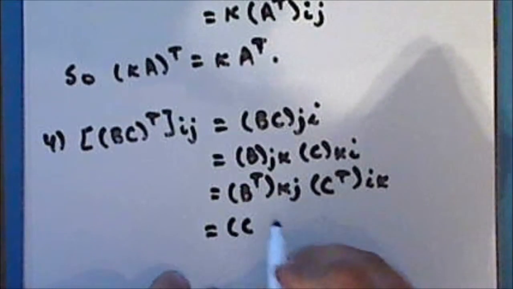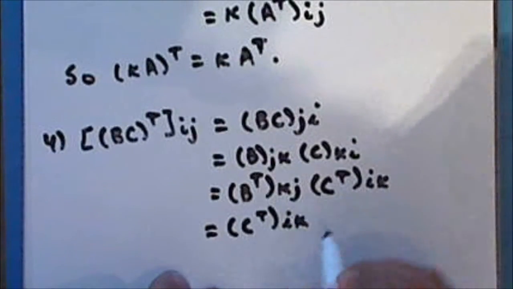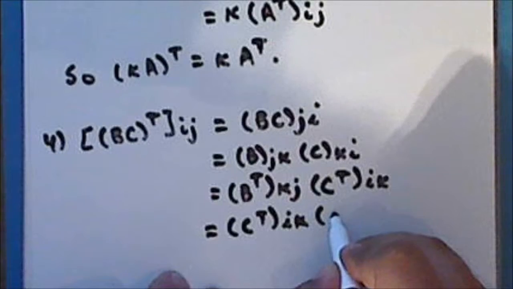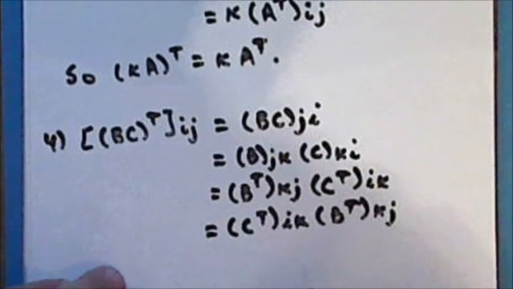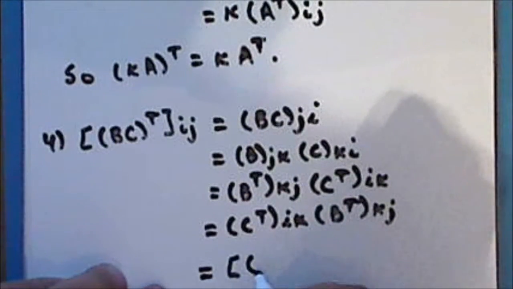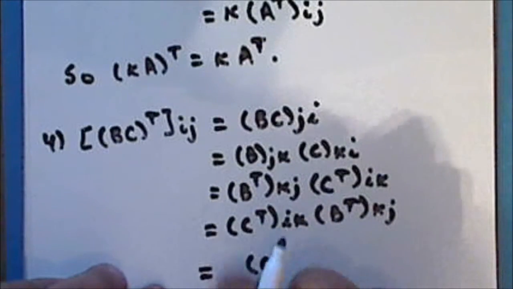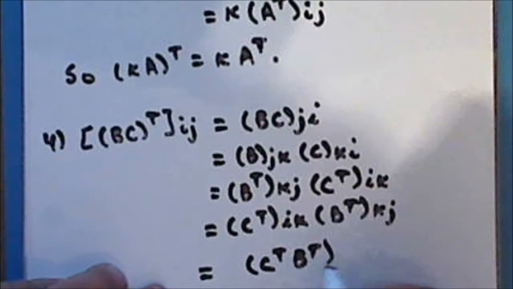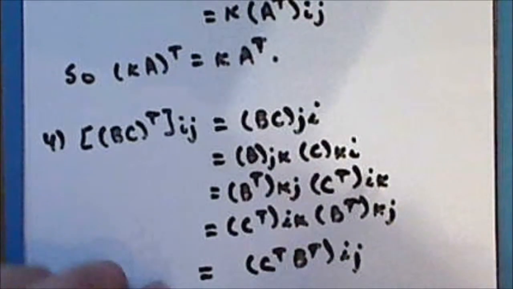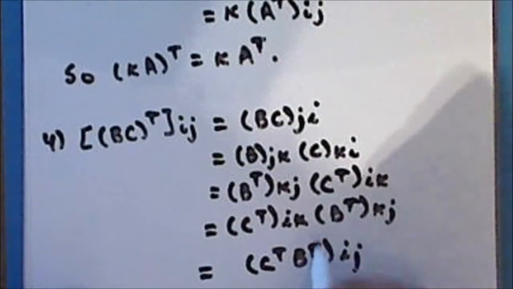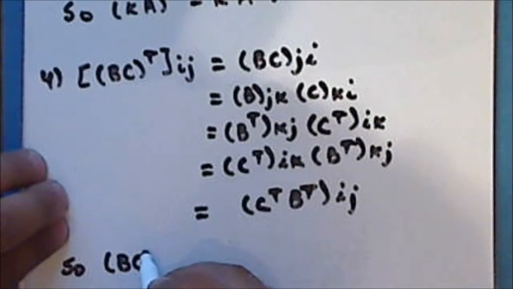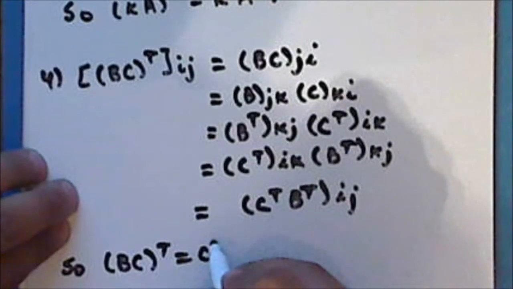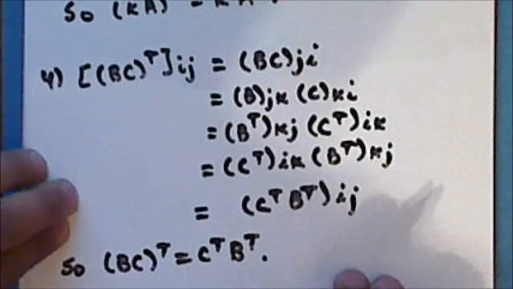So we have the product of the entries in row I, column K of the transpose of C with the entries in row K, column J of the transpose of B, and this is the entry in row I, column J of the product of the transpose of C times the transpose of B. And so the transpose of a product is the product of the transposes in reverse order. Now we can prove a stronger version of this statement, and we'll prove it as a theorem.